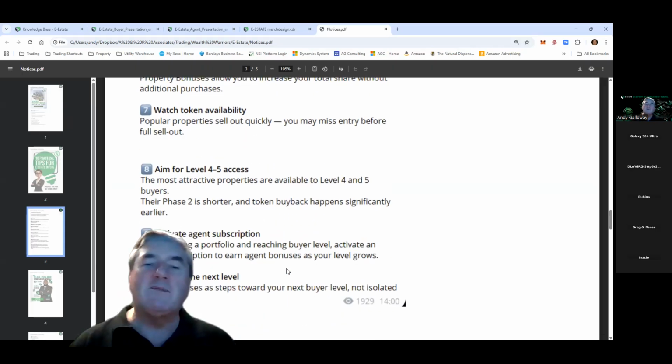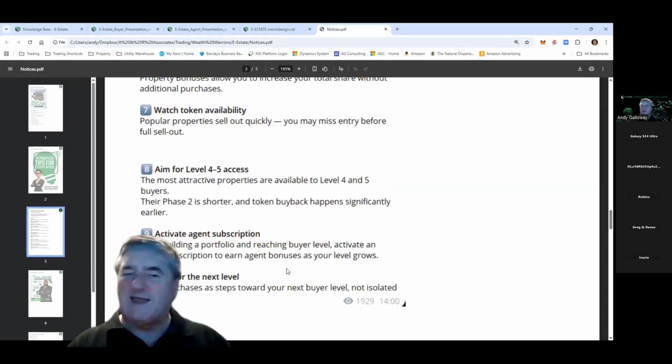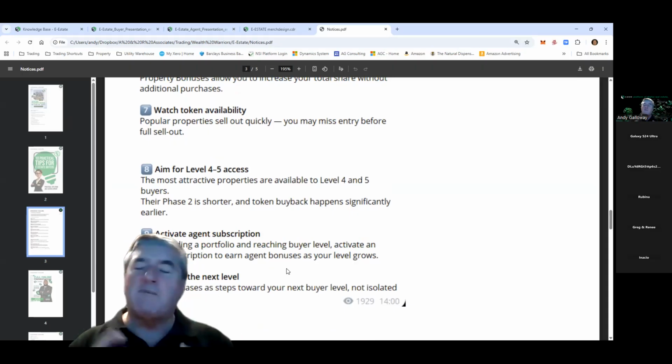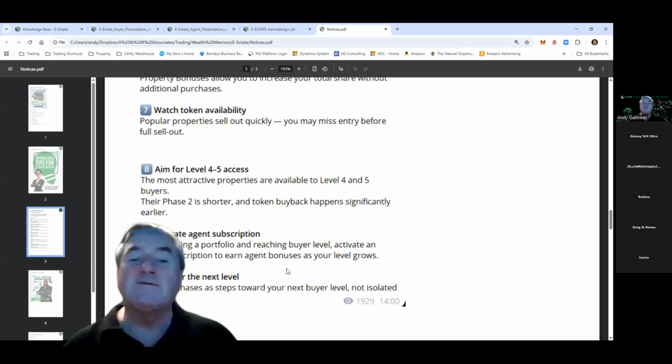Watch for token availability. As a property is about to sell out, you'll see the number of tokens still available decrease, and they will sell out very quickly. I was talking to somebody one day and I said, this is about to run out. And before they got in there to buy it, they've missed it. I've been telling them for about a week and they didn't take any notice. But when I said it's urgent now, they missed the boat. So sucks to be them, I guess.